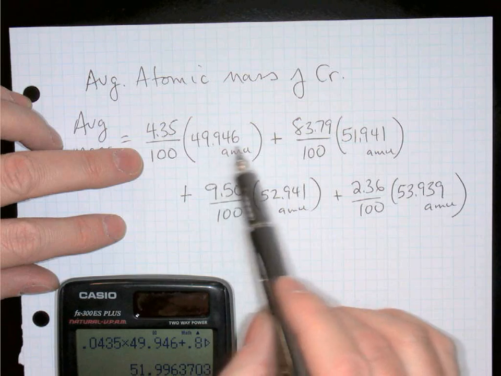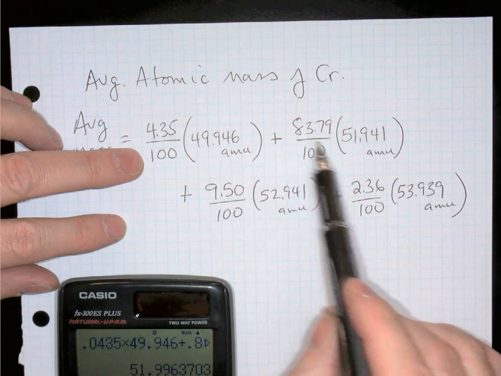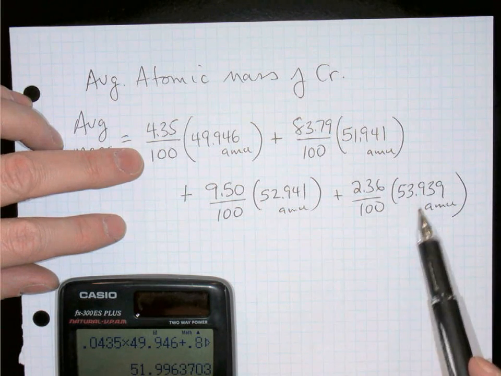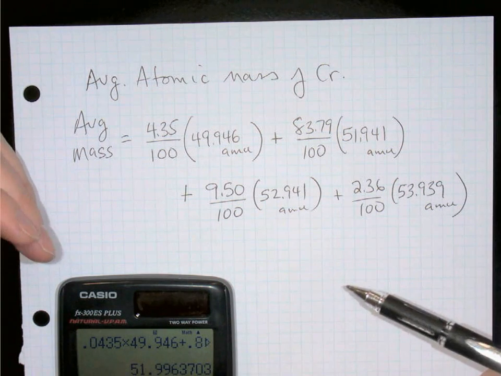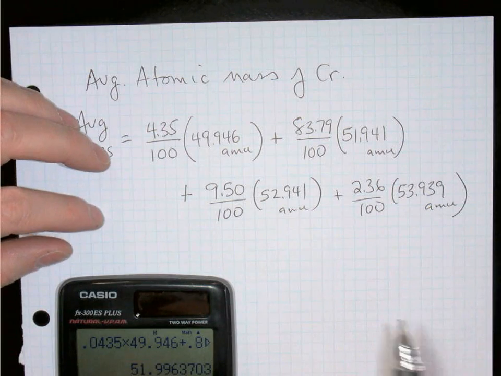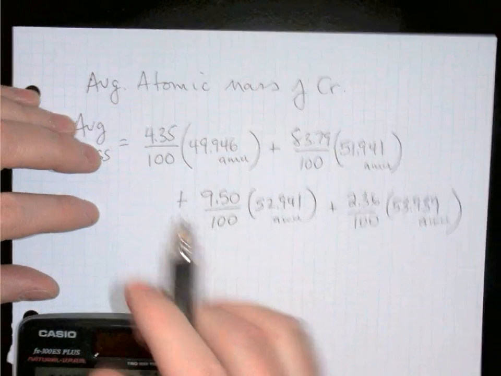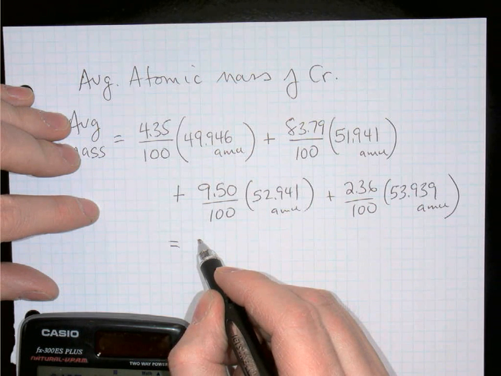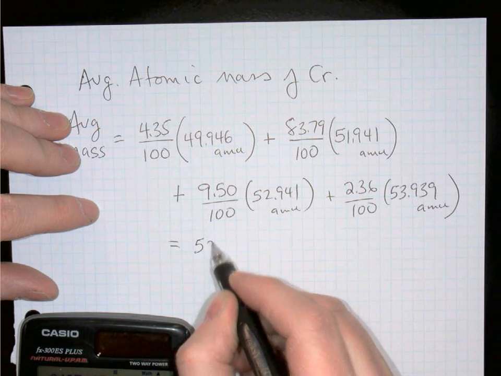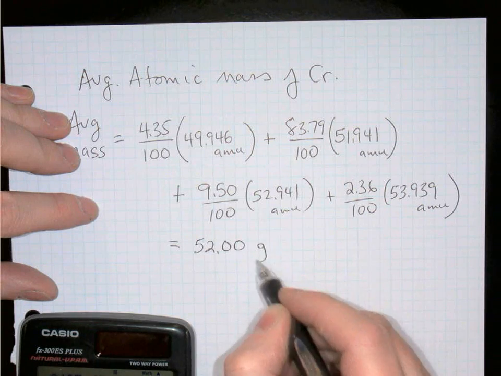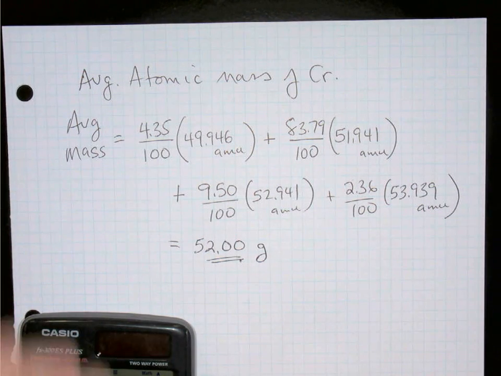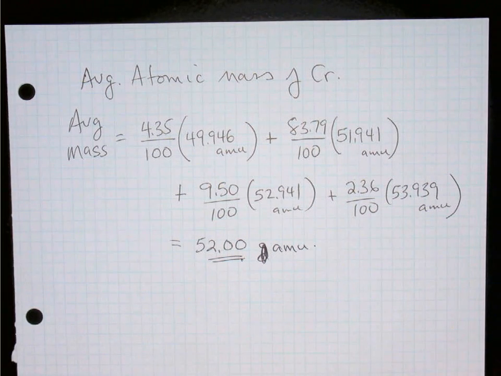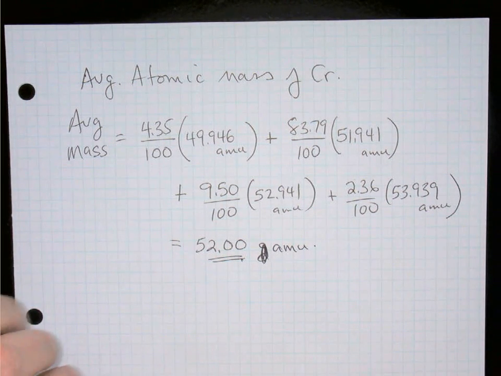3 sig figs times this, I've got to keep 3 sig figs in here, and 4 sig figs in here, and 3 sig figs here, 3 sig figs here. Then when I add them, I keep the number of decimal places the same as the smallest number of decimal places. That's a little complicated, but if you follow that pattern, you're going to get an answer like this. 51.996 will become 52.00 AMUs, which is the average atomic mass of chromium, and it's a weighted average.